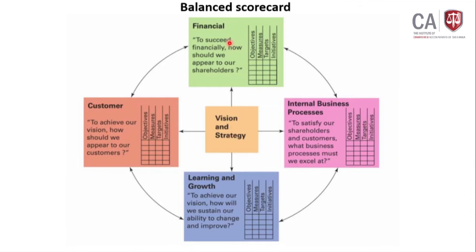So, in the financial aspect, there can be so many activities to do. In the customer aspect, you have so many activities to do, and likewise in learning and growth and the internal business process. All those activities which you are going to do in the organization have to be aligned well, as a balance. All these components have to be balanced together in order to achieve some tasks. Let's say in finance, what does it talk about? To succeed financially, how should we appear to our shareholders? We have to show how we are financially worthwhile for them. So there are some objectives, some measures, some targets, some initiatives. Those things have to be aligned in this financial scorecard.